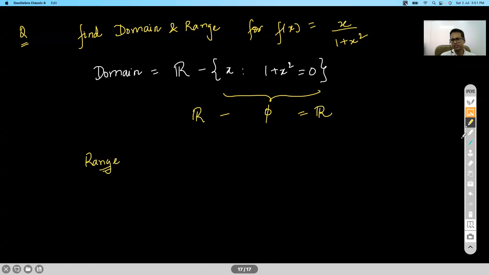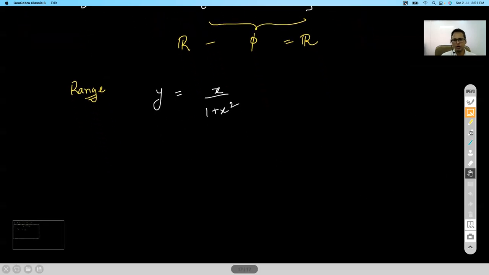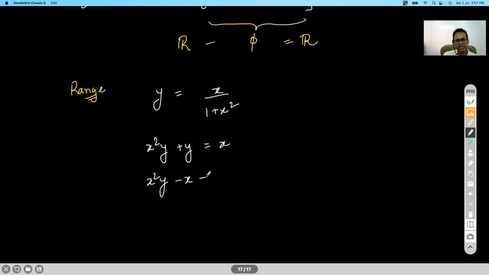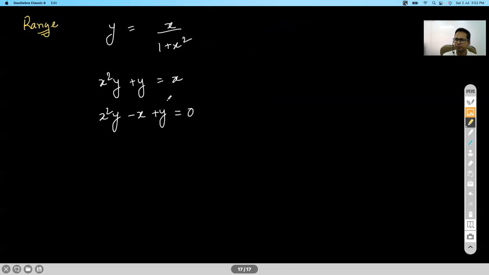What will be the range? For range, first of all, I'm going to take this as a y. And now I'm going to make x the subject of the formula. So while doing that, you would realize that you will end up getting a quadratic in x. So here making x the subject of the formula is not as simple as what it was in the previous few questions. Okay. Here x is coming like a quadratic, right? And this y is acting like the a of the quadratic, then minus one is acting like a b and y is acting like a c, right?